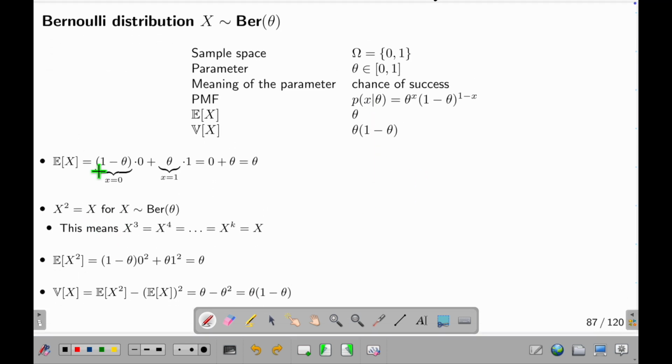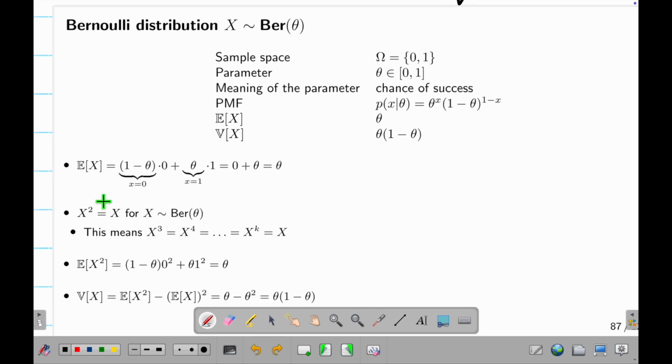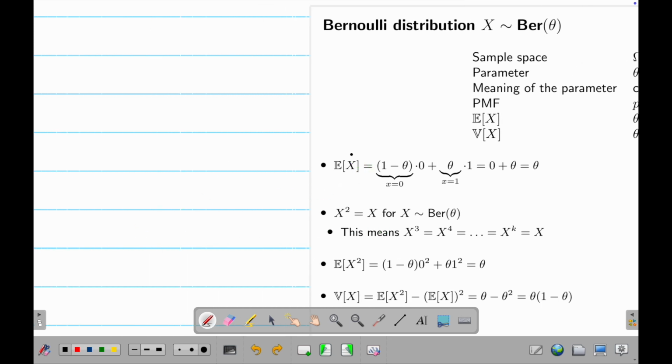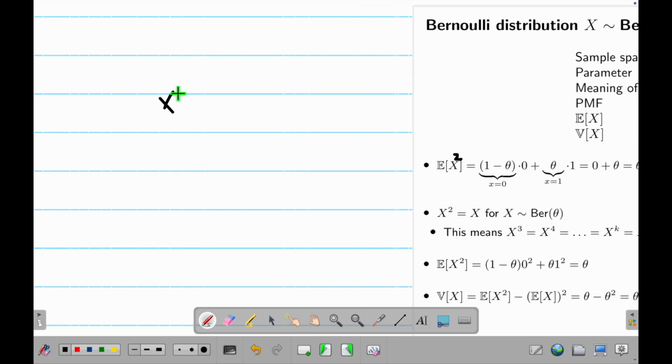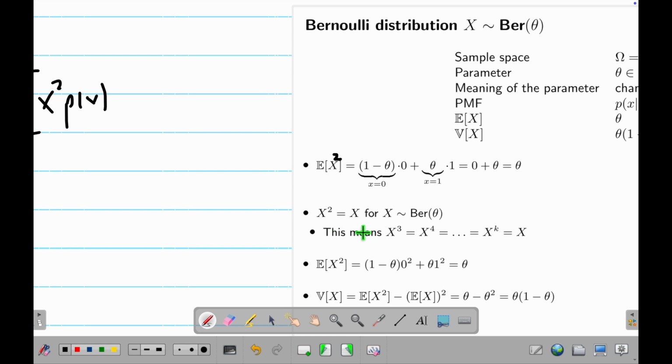And then here's another thing. For a Bernoulli random variable, all the x powers become x. That means if I have E of x squared, if you do the formula, you need x squared times p of x, and then sum over all the possible cases. For a Bernoulli random variable, it's so funny that x squared is x. So this thing is theta. It's the same as if I put a 21 here. So the expected value of x to the power 21 is also theta. And if I put a 9 here, it's the same, because x squared is x.